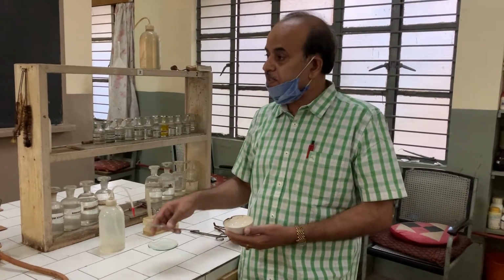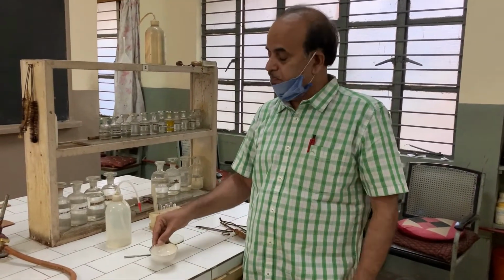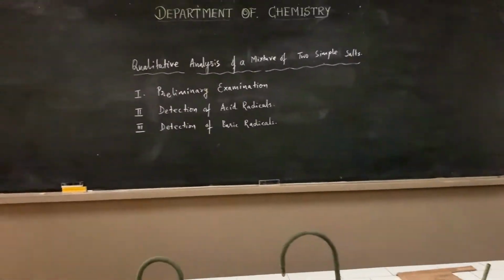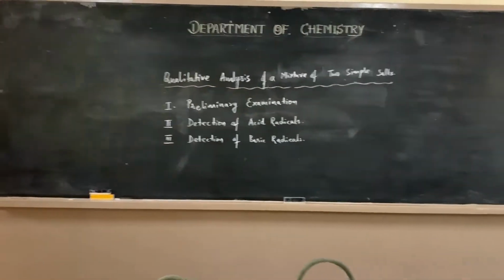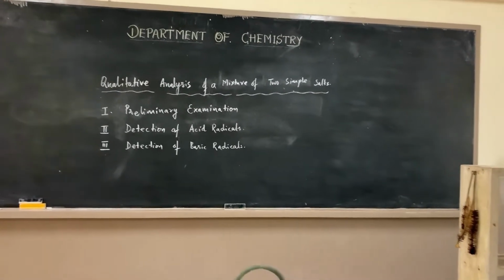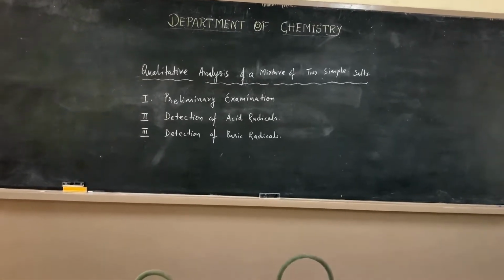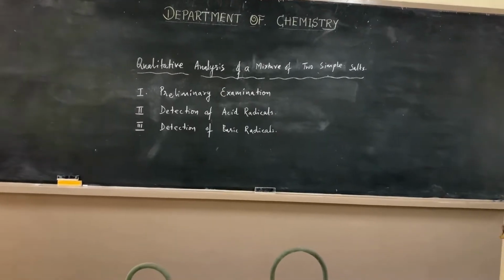Now this involves three steps, that is preliminary examination, detection of acid radicals and detection of basic radicals. This is a part of the 4th semester BSc of Bangalore Central University. Now we will start the analysis.